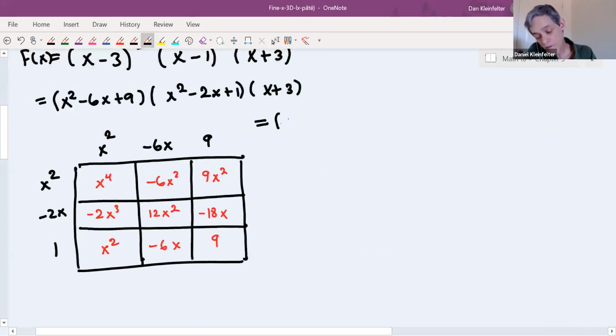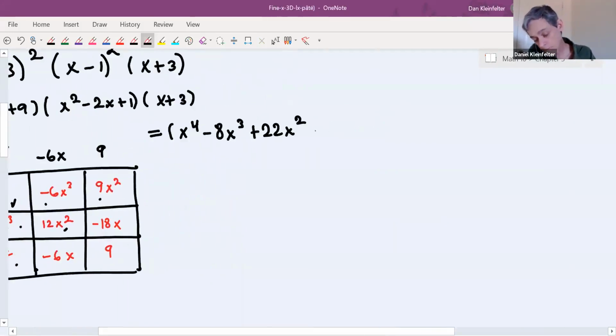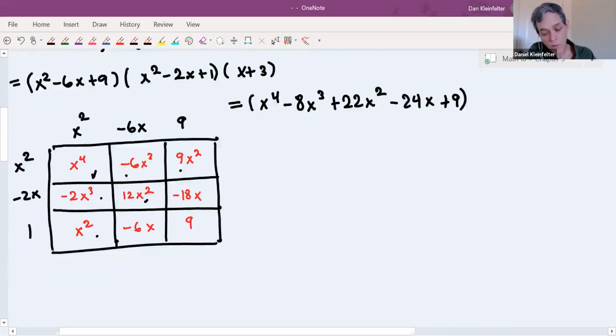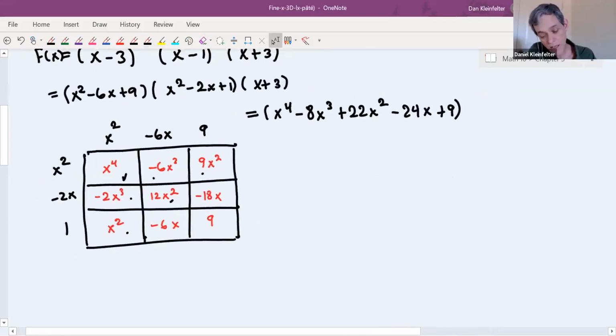Okay, so then what we're going to do is add up all of these terms. So this will be x to the 4th power, and then we'll have negative 8x cubed, and then 22x squared, and then negative 24x, and then finally the plus 9. All right, so that's the part where we multiply the two trinomials together. We still have to multiply by that x plus 3.